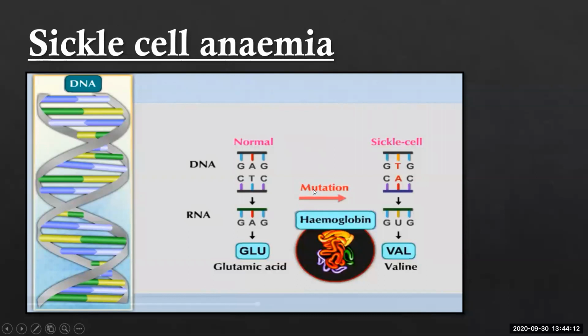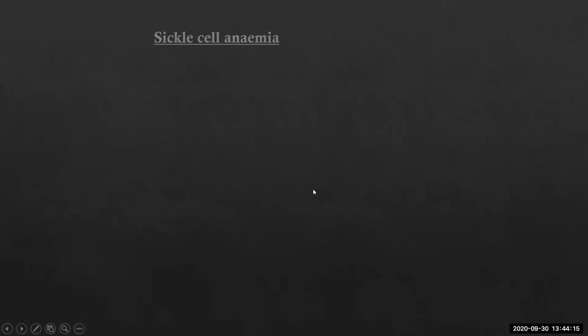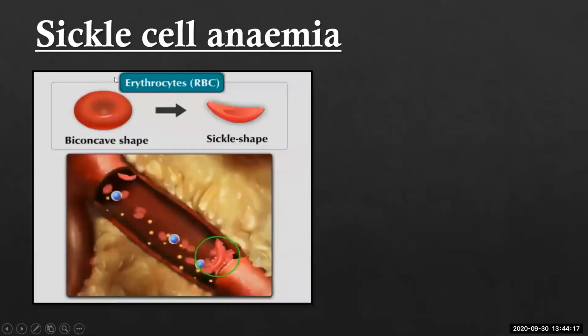So due to this, erythrocytes or red blood corpuscles, which are normally biconcave, you can see here in the normal person, the shape of the RBC is like this. Red blood corpuscles are biconcave in shape, but those who are suffering from sickle cell anemia have this shape. This is the sickle shape. So sufferers have sickle-shaped RBCs, and normally they have a biconcave shape.